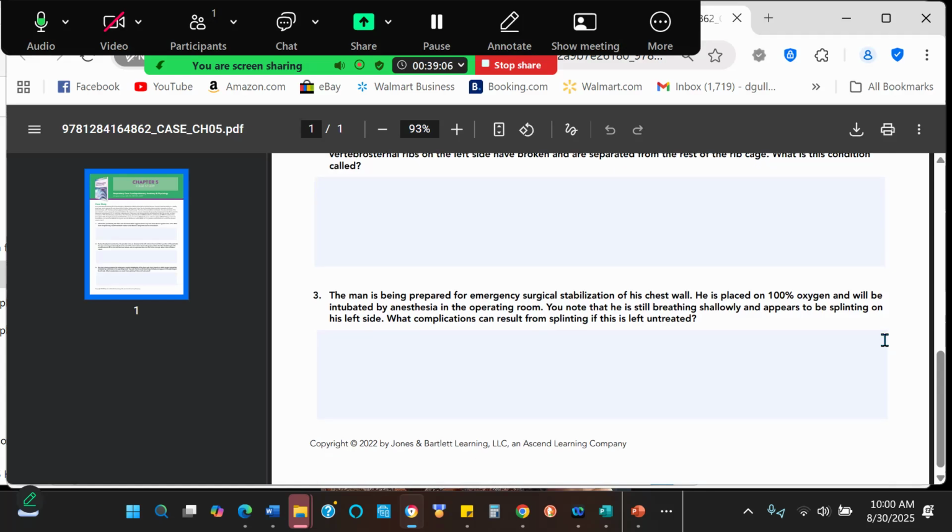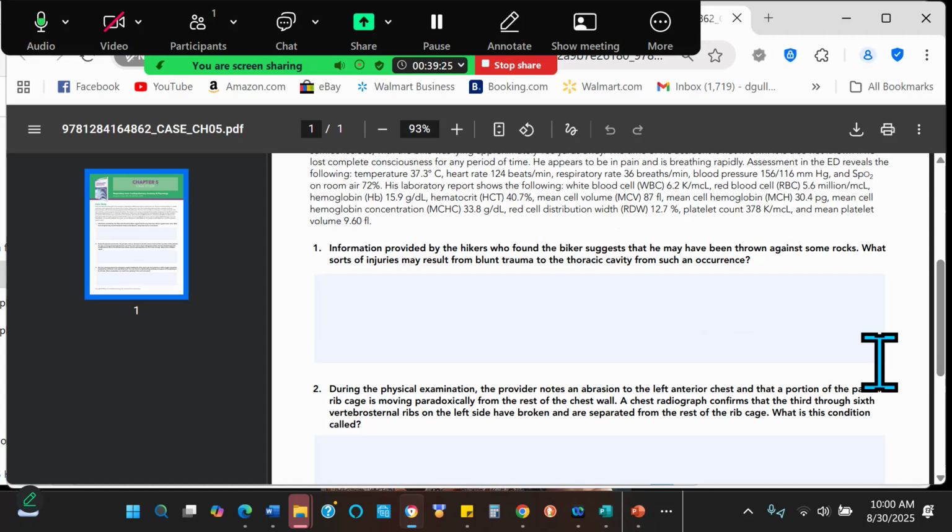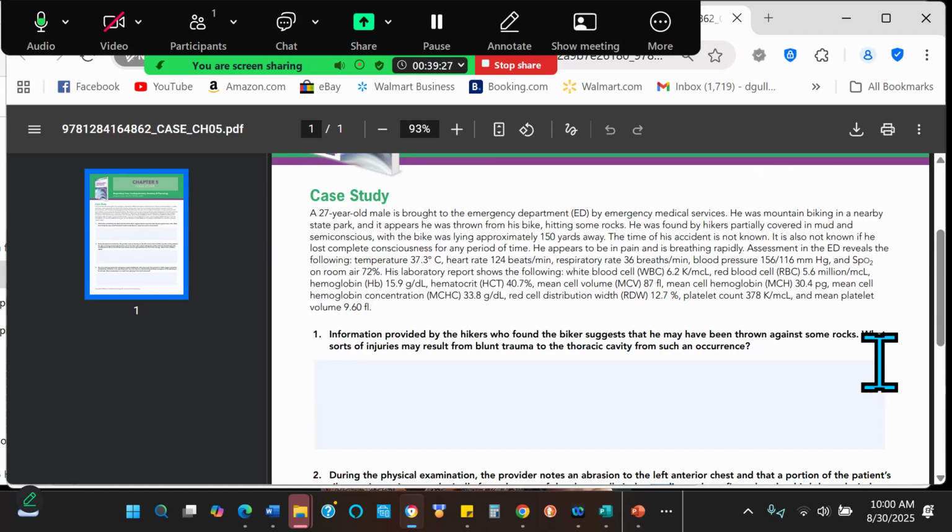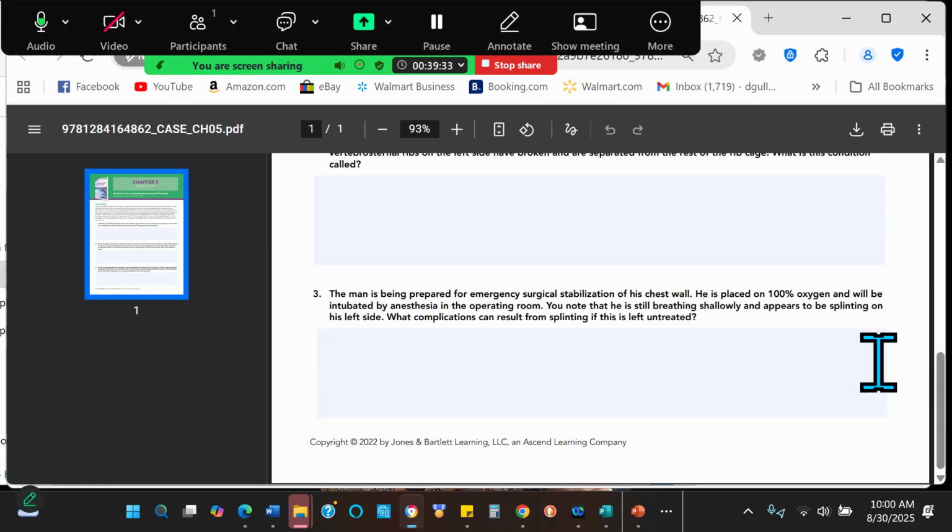The man is being prepared for emergency surgical stabilization of the chest wall, placed on 100% oxygen, and will be intubated by anesthesia in the operating room. You note that he is still breathing shallowly and appears to be splinting on his left side. What complications can result from splinting if this is left untreated? I think that's a great case. That is real world stuff that you will deal with soon in the emergency room, and I'm glad that we've got a case like this one.